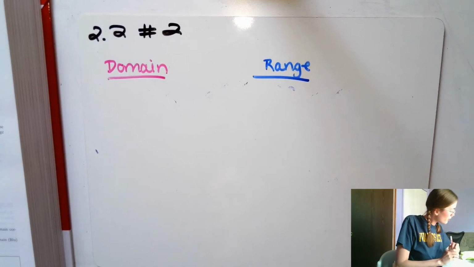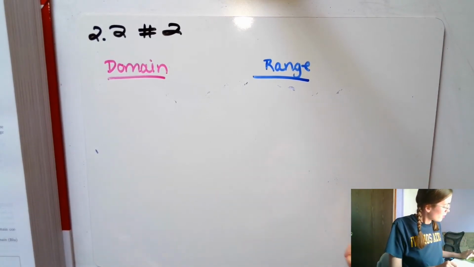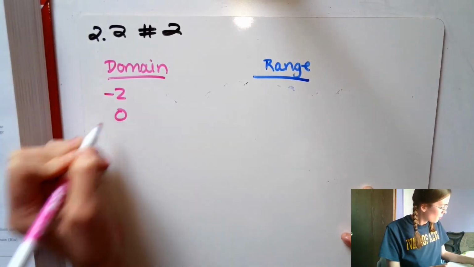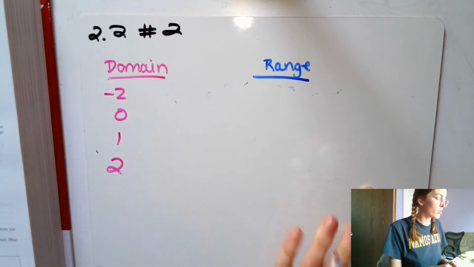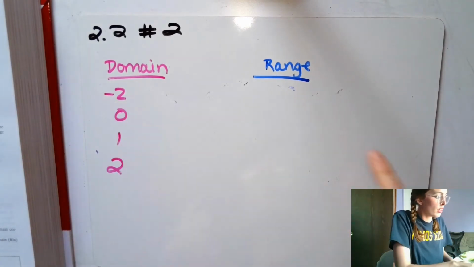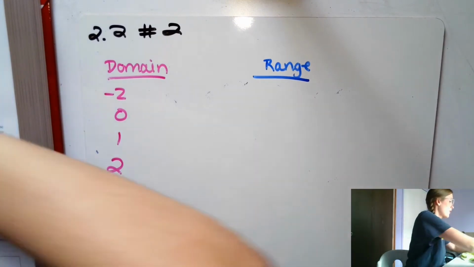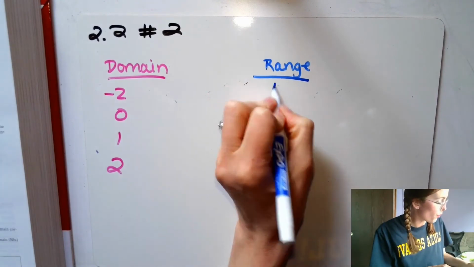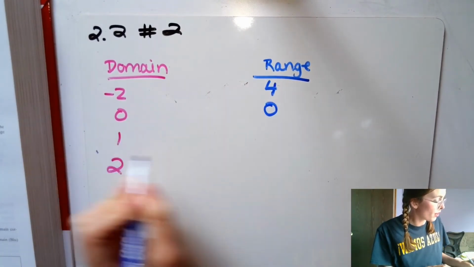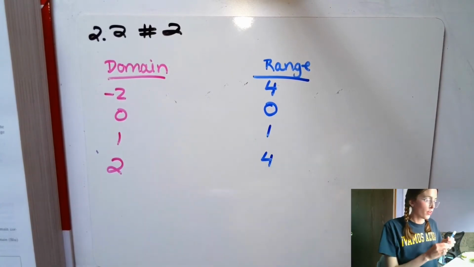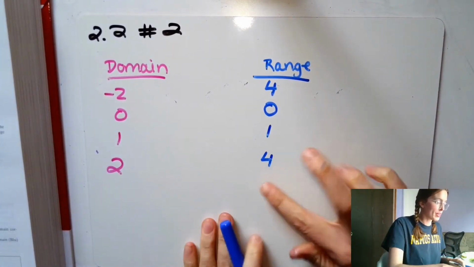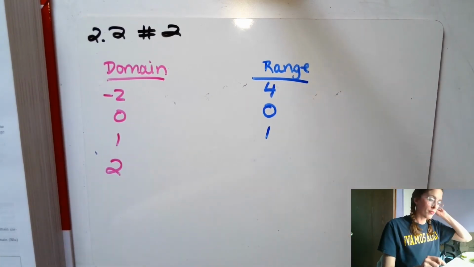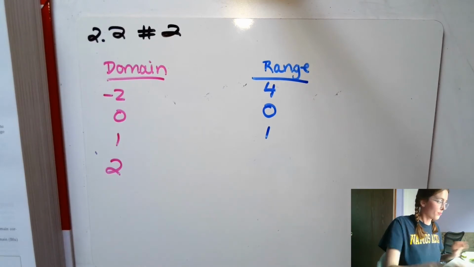Part B, the correspondence that assigns to the numbers, this first part is the domain here, the numbers -2, 0, 1, and 2, each number's square. So the square of -2 is, think about it for 2 seconds while I have markers here. Square of -2 is 4. Square of 0, 0. Square of 1, 1. Square of 2, 4. Okay. And actually, we don't need to repeat 4s because that's the same number there.